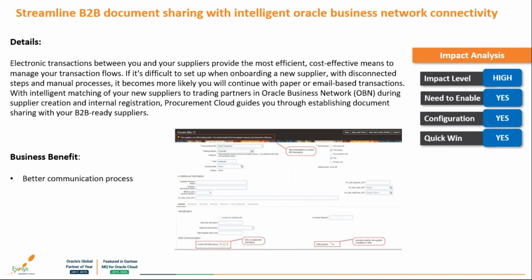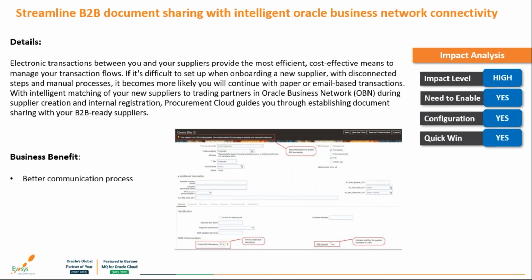Procurement Cloud assists you in establishing document sharing with your B2B ready suppliers by intelligently linking your new suppliers to trading partners in Oracle Business Network during supplier setups and internal registrations. There are four setup steps.